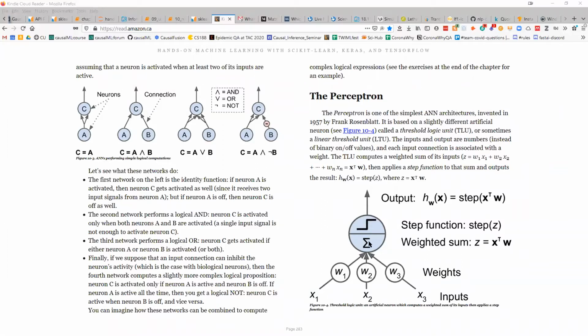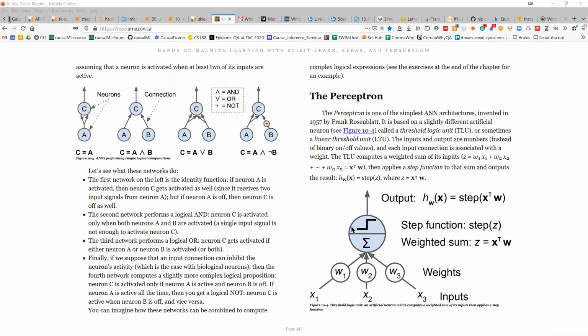And then that's computed, and it gets passed through a step function, which says that if it exceeds 1, then the output is the number itself, and otherwise the output is 0. So let's advance forward a little bit.